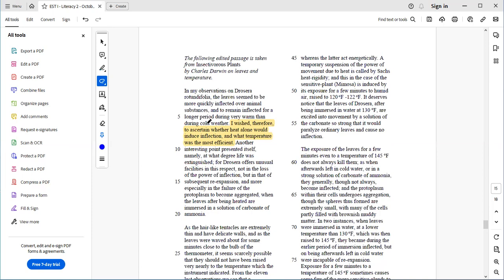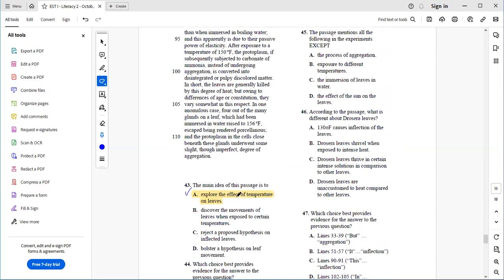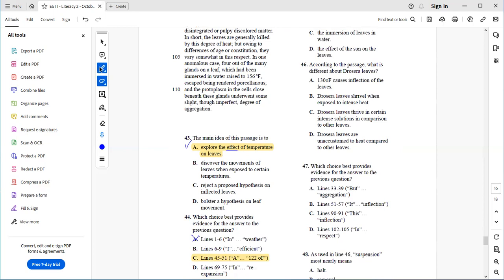He said, I wished therefore to ascertain whether heat alone would induce inflection and what temperature was the most efficient. So now this matches: explore the effect of temperature on leaves. Efficient, effect. Okay, Hala? Okay. So A matches with B. But let's look at the others. Discover the movement of leaves when exposed to certain temperature. He didn't talk about certain temperature. Reject a proposed hypothesis: no rejection, no refusal. Bolster a hypothesis. Myrna is here now. Bolster a hypothesis on leaf movement. He didn't talk about that.